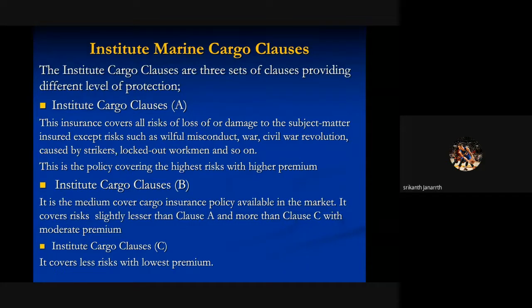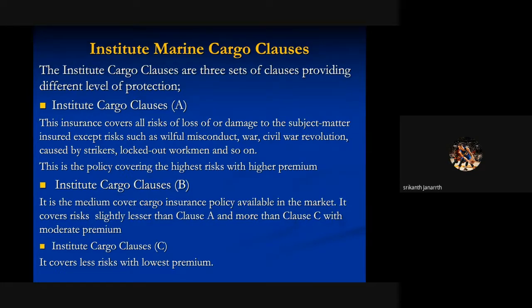B clause is moderate risk, moderate level. The premium is also a moderate amount. But definitely, from the risk point of view, Institute Cargo Clause B will cover more risk than Cargo Clause C. Premium wise, Institute Cargo Clause B is a little lesser than Cargo Clause A, because Cargo Clause A covers the most risk.